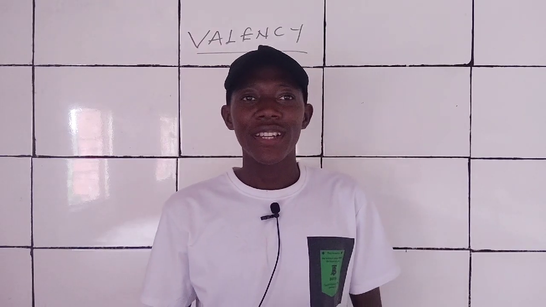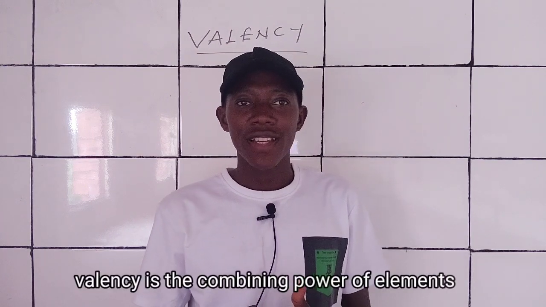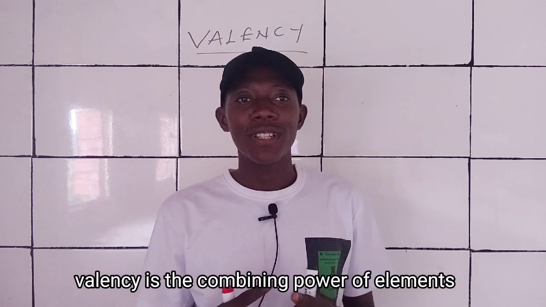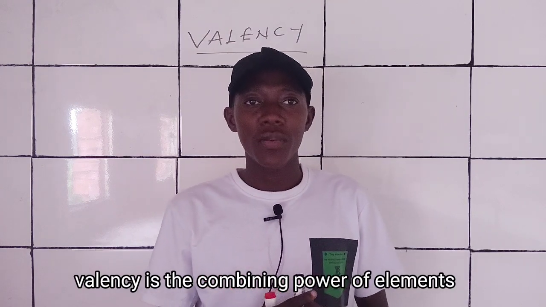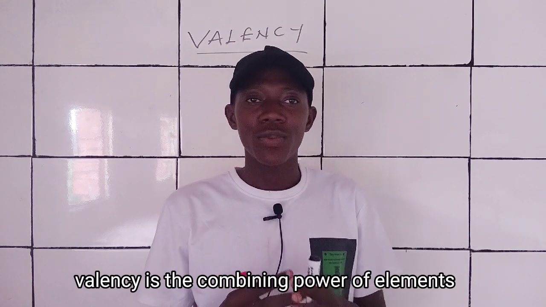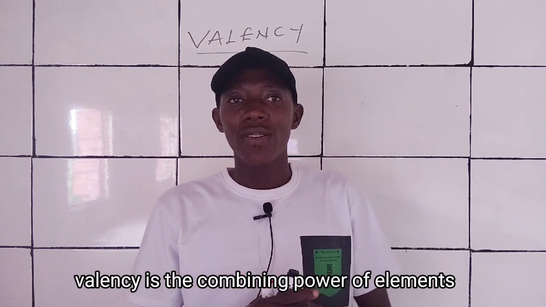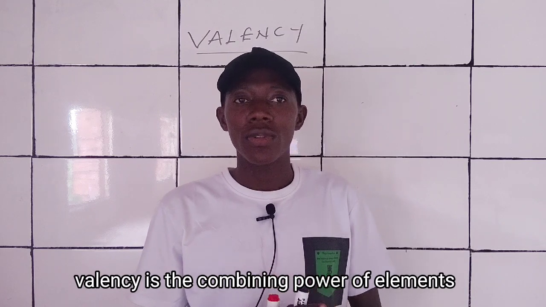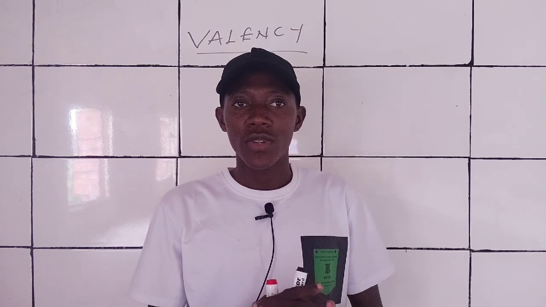Now, as we've explained earlier, valency is defined as the combining power of elements. Now, if an element, let's say sodium, wants to combine with another element, let's say chlorine, sodium is combining with chlorine in a certain way. Now, the understanding of the concept of valency is going to clear up for us how this combination is actually taking place.